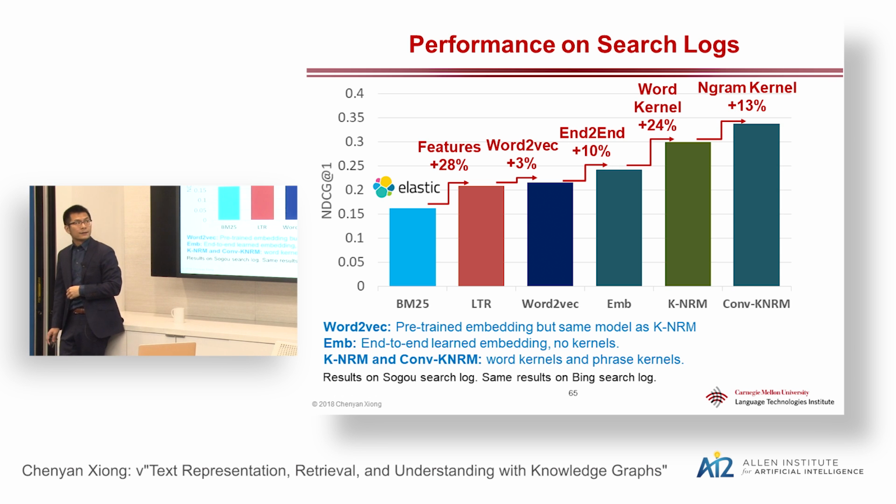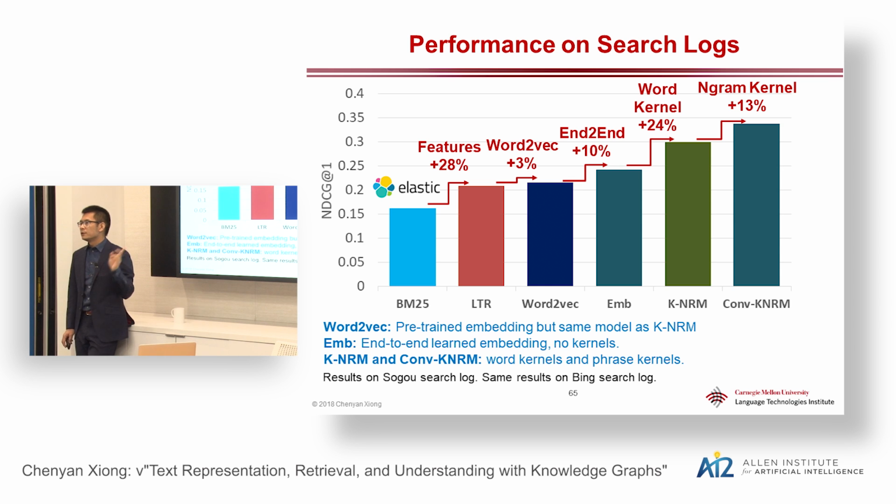And furthermore, with everything else kept the same, you're adding CNN layers upon word embeddings for n-gram matches, and you can do even better. So you can see, compare over there the Convolutional K-NRM to what we have with learning to rank. I think learning to rank was a state of the art, say, 3 years ago, and now we have almost doubled, or at least 50% better than the state of the art 3 years ago.